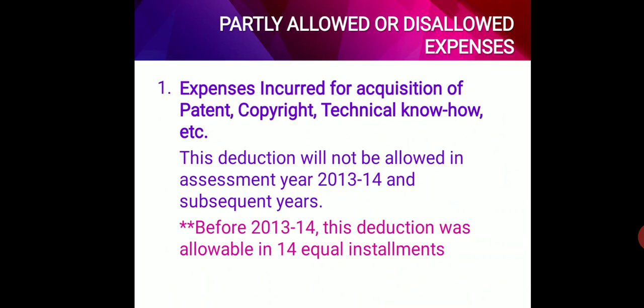Now, lastly, we will discuss partly allowed or disallowed expenses. So, now these expenses are disallowed or they are partly allowed. We will discuss each one of them with their condition attached. First is expenses incurred for acquisition of patent, copyright, technical know-how, etc. This deduction will not be allowed in assessment year 13-14 and subsequent years, and before that this was allowable in 14 equal installments. So now for assessment year 2021 this will not be allowed.